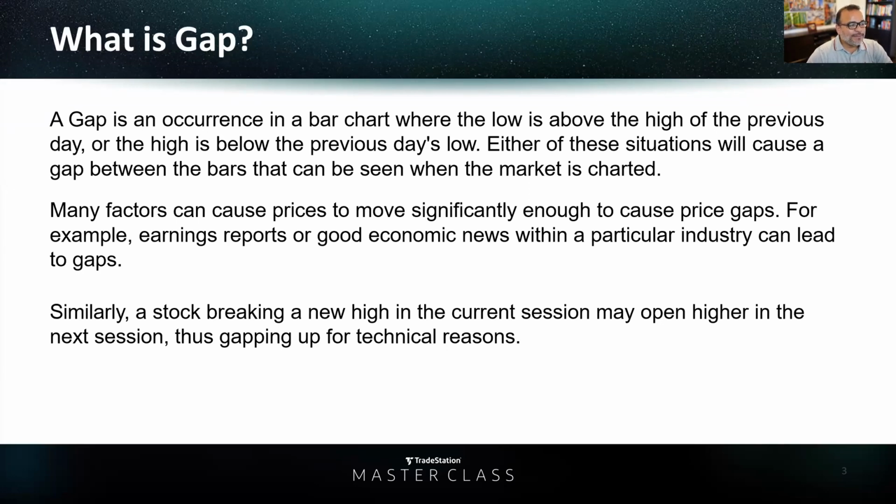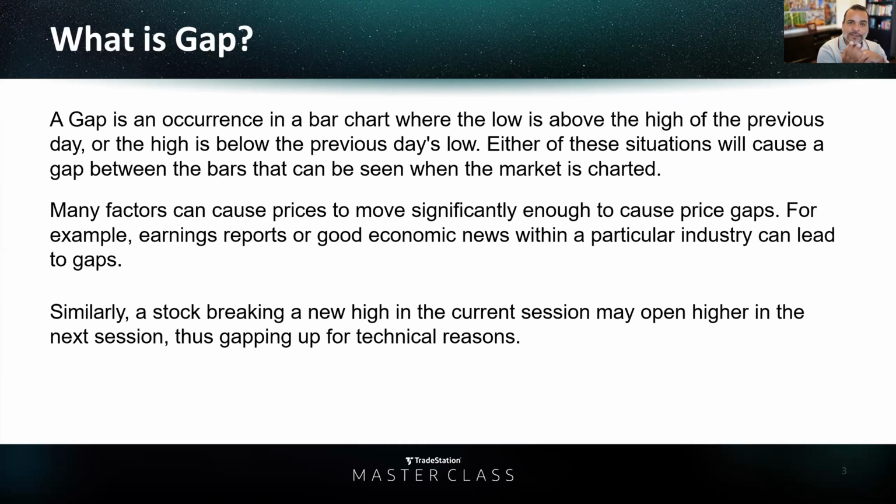So a gap is an occurrence in a bar chart where the low is above the high of the previous day, or the high is below the previous day's low. Visually, it's something really obvious that stands out, because a gap is literally some space in between candlesticks or in between bars. It seems like nothing happened in between. There's a big jump in the market, and that's a clear indication that a gap has occurred.